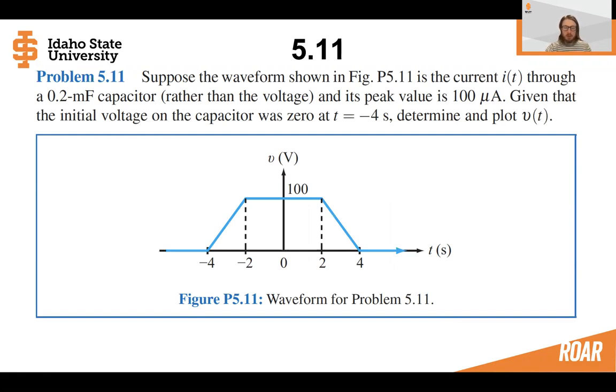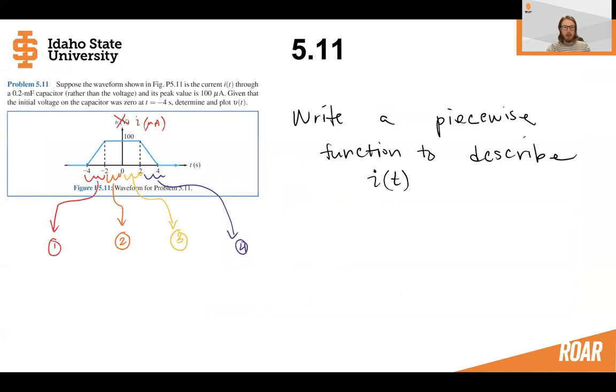We want to assume that instead of this being the peak voltage, like in problem 5.10, this is instead the peak current. And we're given the initial voltage on the capacitor as 0 at minus 0.4 seconds. So we're going to determine and plot the voltage. Basically, we're going to cross out this voltage and say this is actually current in microamps, and figure out what the voltage is across a 0.2 millifarad capacitor.